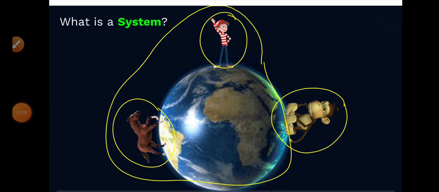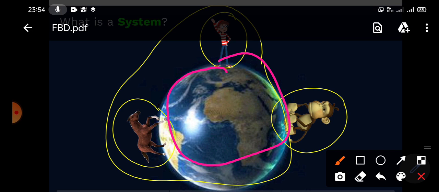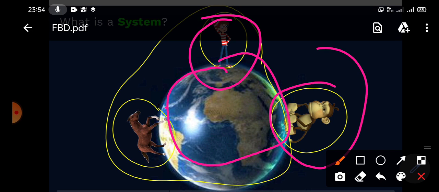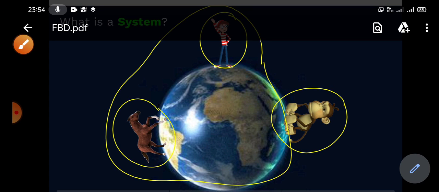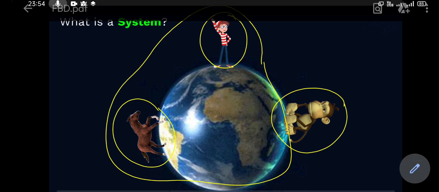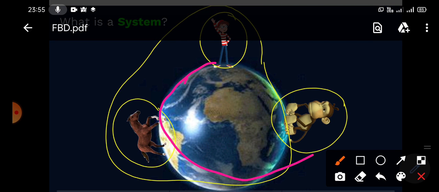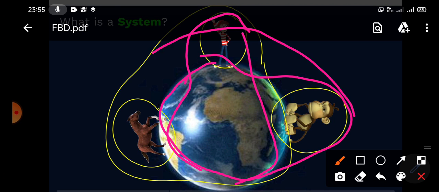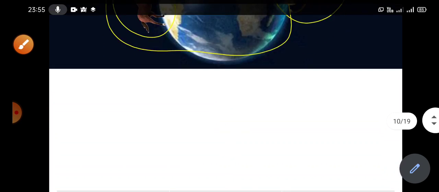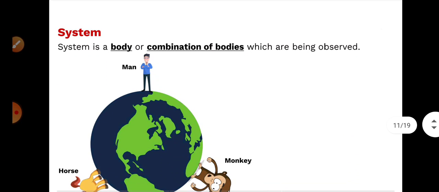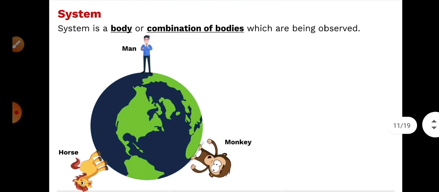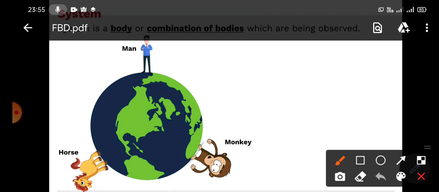Now what is the system? Okay, so in this picture you have the earth, a monkey, a boy, and a horse. We can take only the earth as our system, or we can take the earth and the monkey as our system, or the boy and the earth, or you can take all four as our system. A system means a body or combination of bodies which are being observed. We can take any of these combinations as our system according to our convenience.